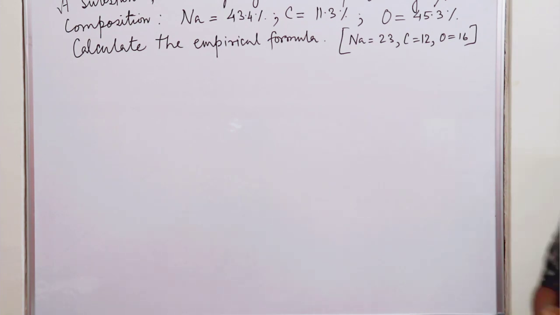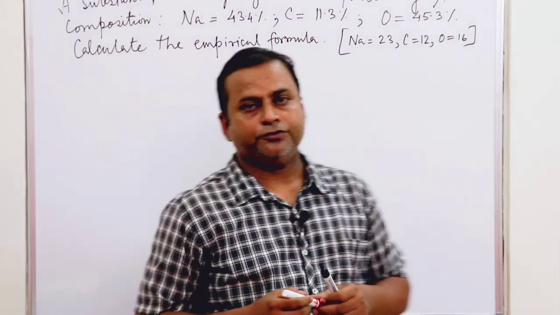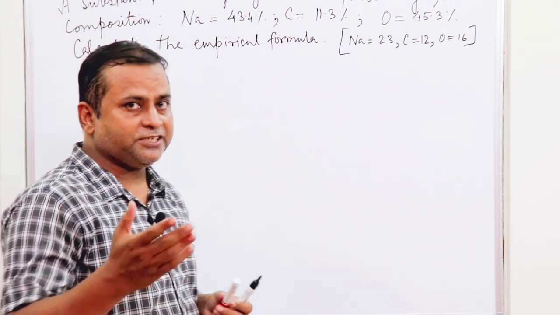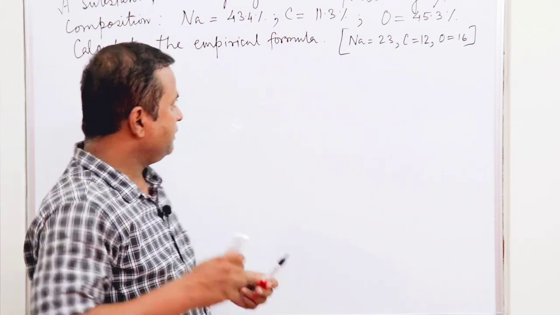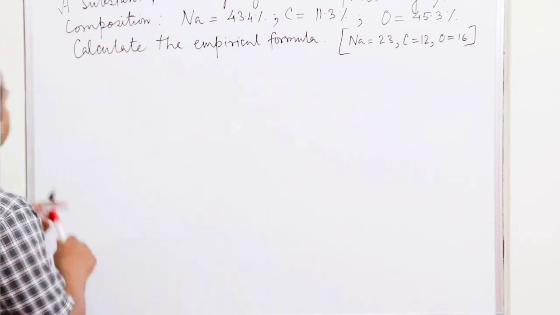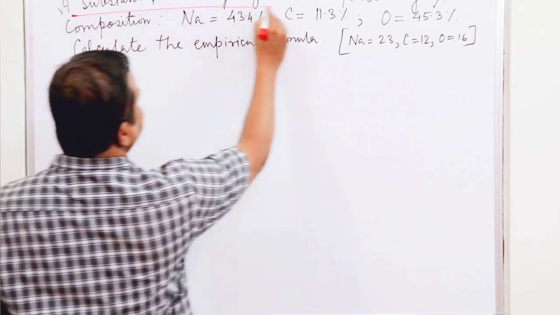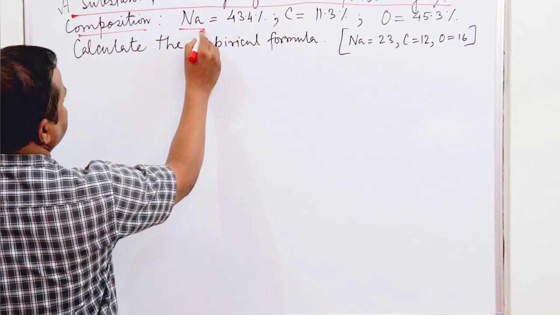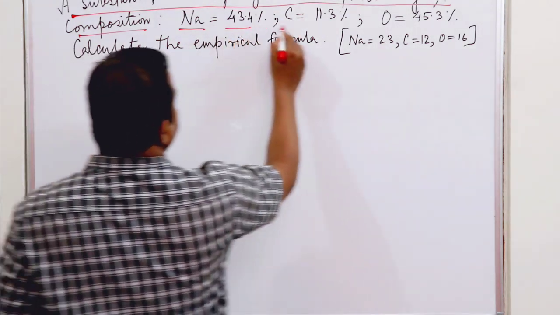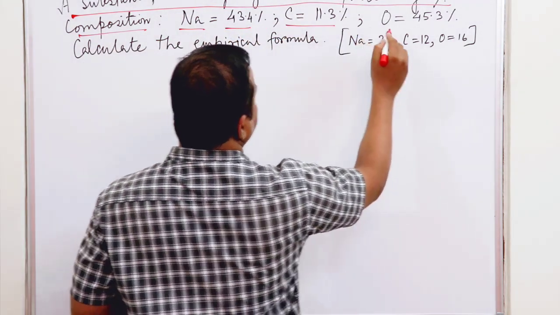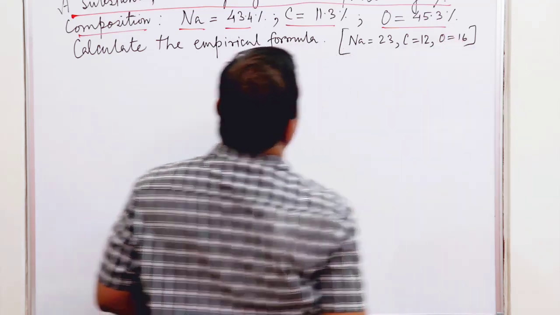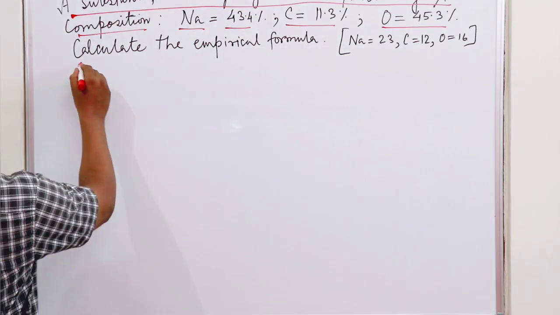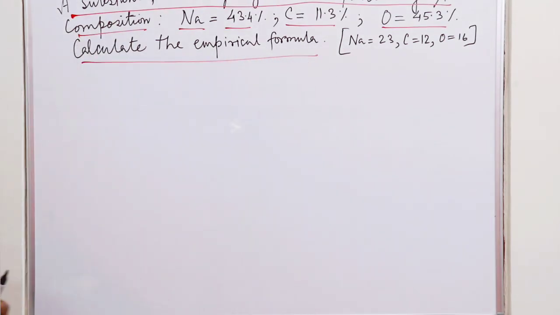So I have a question for you. Through this question you will be able to understand how to calculate empirical formula. So see here, the question is: a substance on analysis gave the following percentage composition: sodium 43.4%, carbon 11.3%, oxygen 45.3%. So calculate the empirical formula.